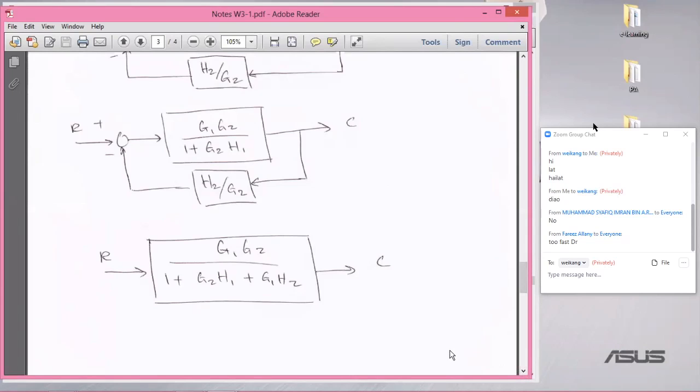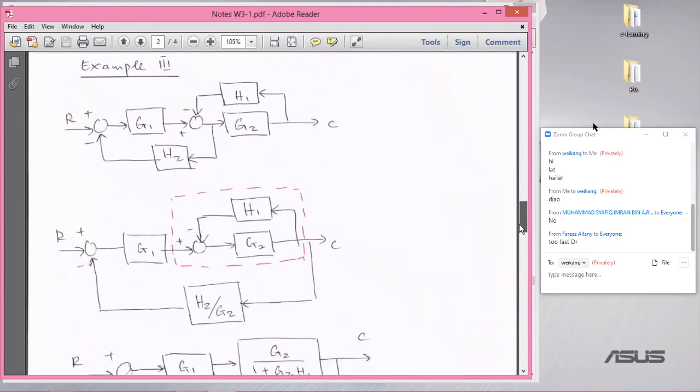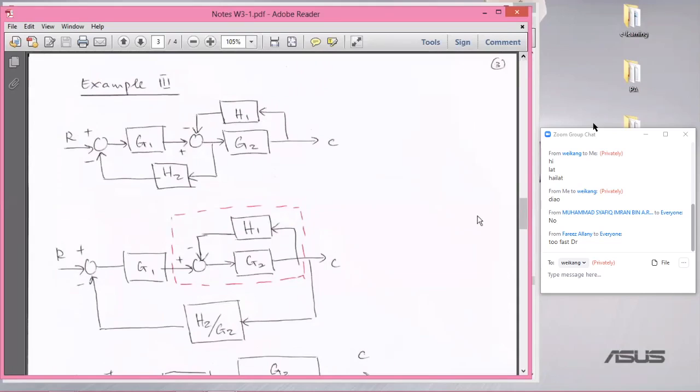Too fast, doctor. Too fast. Okay, let's slow down. Which one do you want me to re-explain? Which part can you not catch up with? Too fast. Let us start from the beginning, okay? Let us start from the beginning.